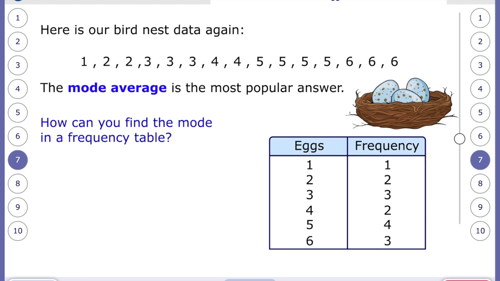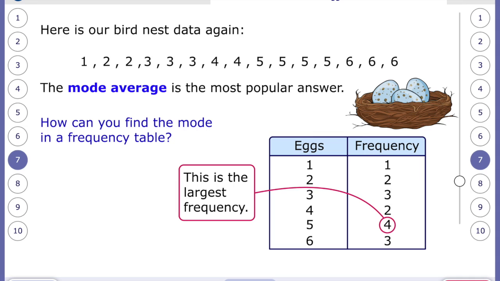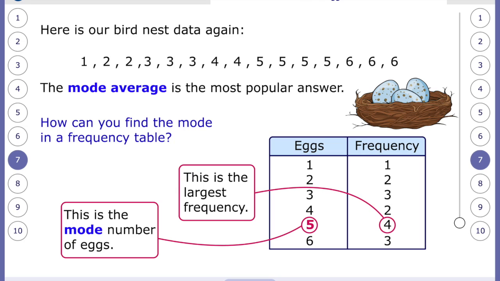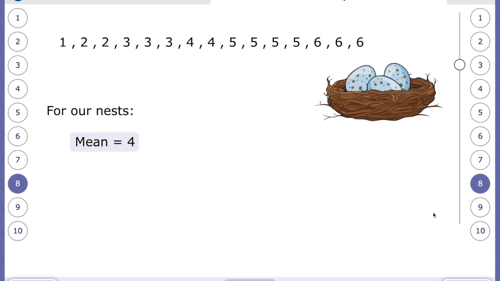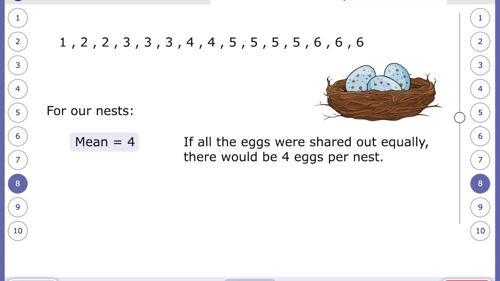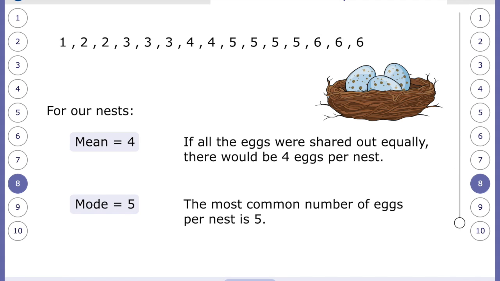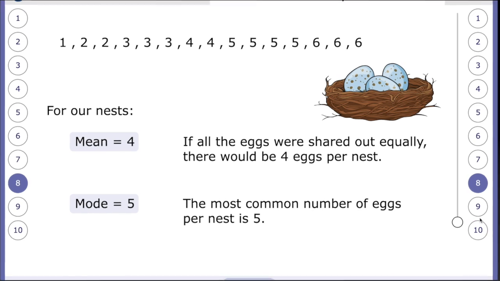And we can also pull that information out from a frequency table. So in this table here, amount of eggs in a nest, if it has 1 egg, it's a frequency of 1. If it had 2 eggs, it's a frequency of 2, and so on and so forth. And you can see here that the largest frequency was 4. So this is the mode number of eggs. It's 5 eggs because that was seen in 4 different birds' nests. And so for our nests, the mean is 4. If all the eggs were shared out equally, there'd be 4 eggs per nest, but the mode would be 5. The most common number of eggs per nest is 5.